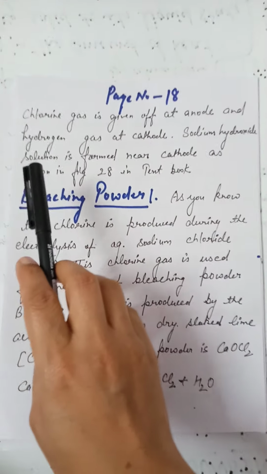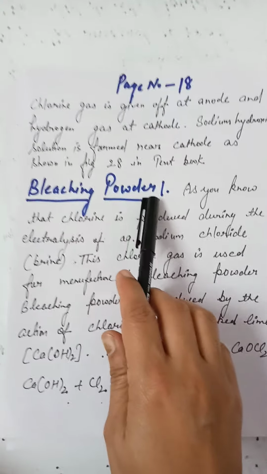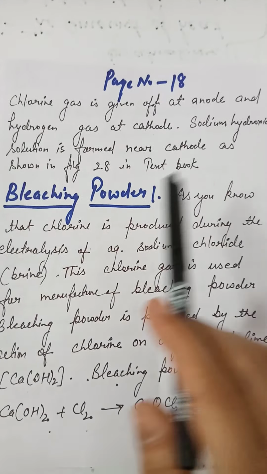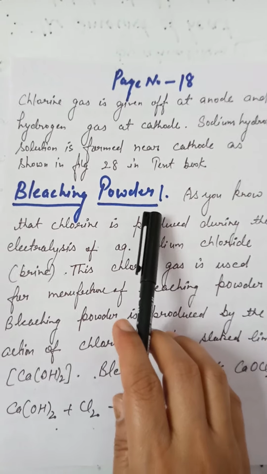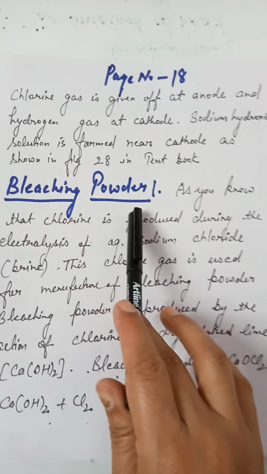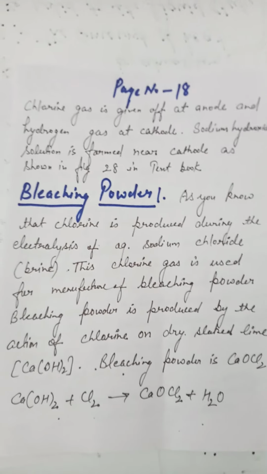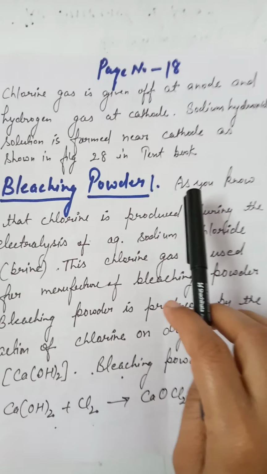Now the next topic is bleaching powder. How is bleaching powder formed? As we have done the electrolysis of brine solution, the first product formed is chlorine. When chlorine is mixed with slaked lime, bleaching powder is formed, as given here.